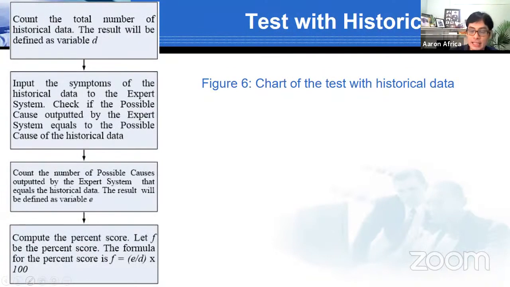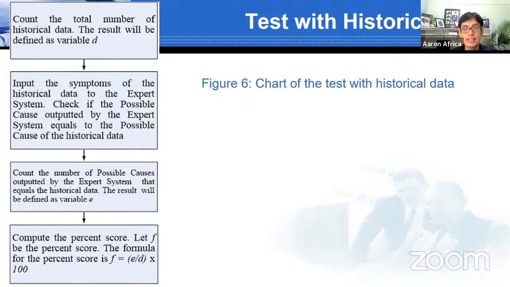Then the next test that we did is we test with historical data. Basically, the company already has logs. It is the possible cause. These are the symptoms. We use those data to verify it. We count the total number of historical data, and the result will be defined as variable D. We input the symptoms of the historical data to the expert system, then we check if the possible cause outputted by the expert system equals the possible cause of the historical data. Then we count the number of possible causes outputted by the expert system. The result is defined as variable E.